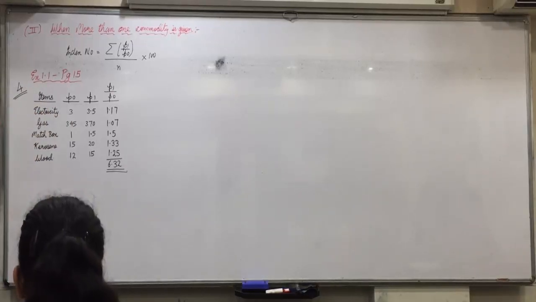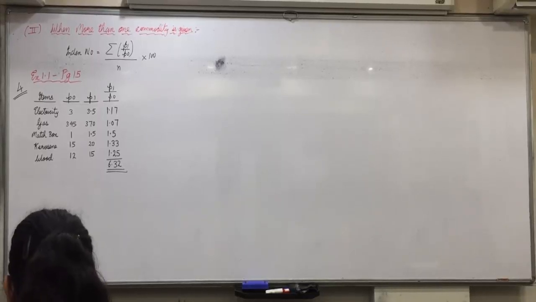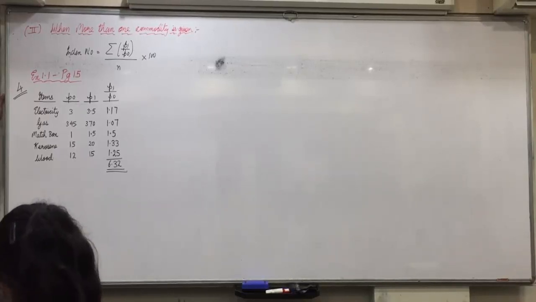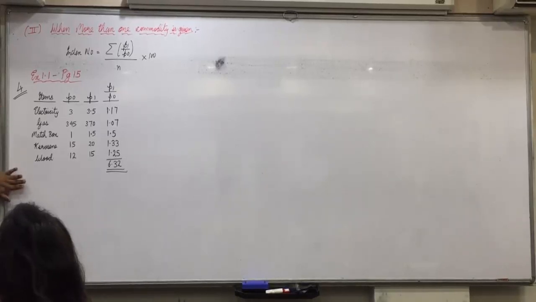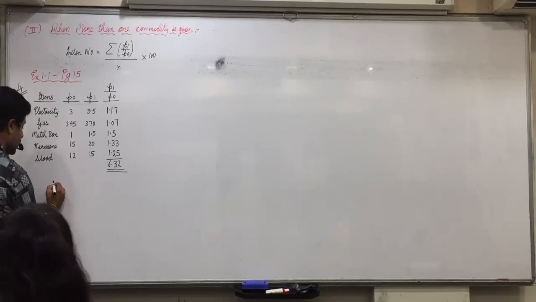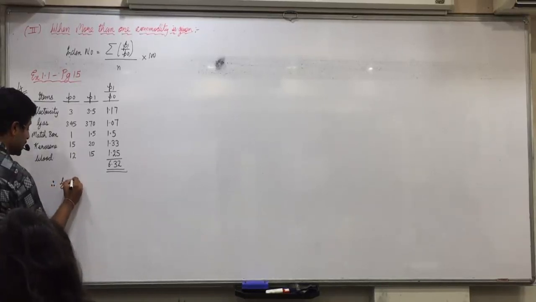Did everyone of you understand this? Raise your hand who is not clear with the calculations. Who all are still doing it? Anyone still doing it here? Raise your hand. So now write down: therefore, general index number, as it is asked to you.